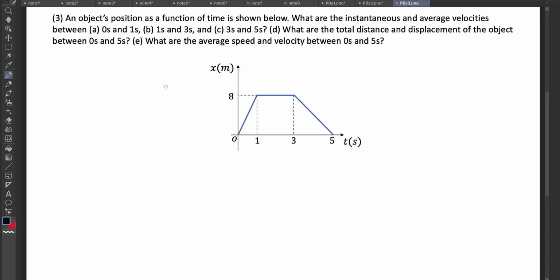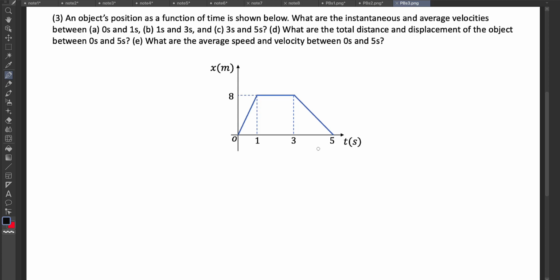Now, third question. An object's position as a function of time is shown below. What are the instantaneous and average velocities between A, 0 second to 1 second, B, 1 second to 3 seconds, and then C, 3 seconds to 5 seconds?